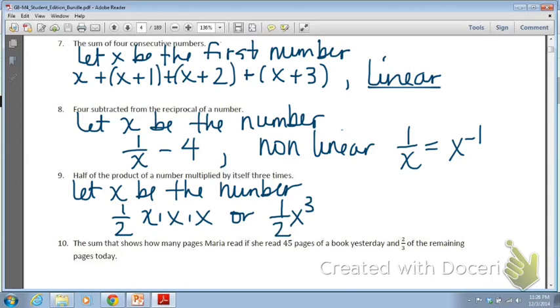All right, so number 9 says half of the product of a number multiplied by itself 3 times. So we're going to let x be our number, and then the number multiplied by itself 3 times would just be x times x times x. Half of that product would be 1/2 times x times x times x. But we could rewrite this as 1/2 x to the 3rd power. So this would be nonlinear because of the power of 3. Okay, let's move on. Number 10.